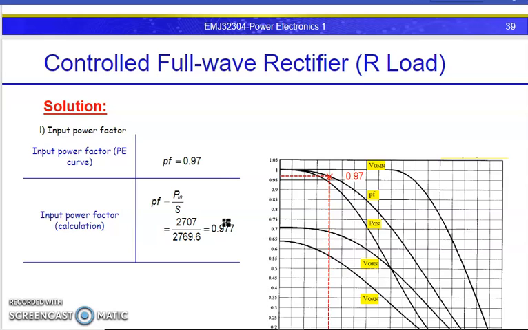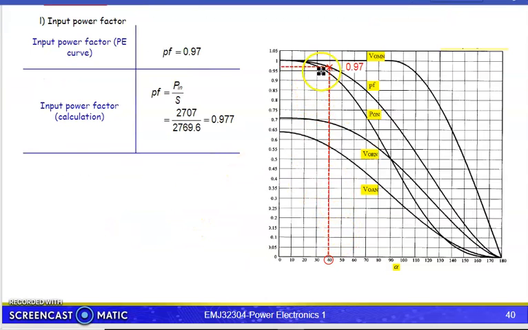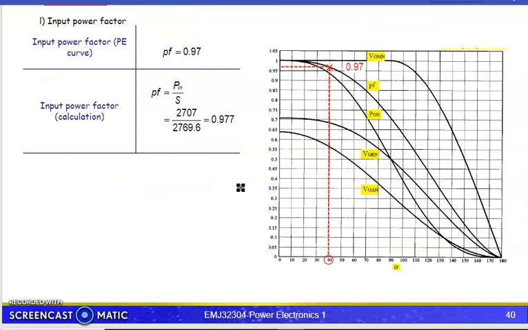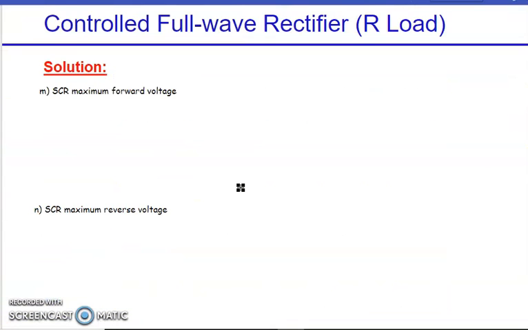So the power factor we can get by dividing the P in that we calculated. If we refer to the curve, it shows already around 0.96 or 0.97. But through calculation, we divide the 2707 that we calculated by the 2769 that we found, and get 0.977, almost 0.98. Okay, so that's the input power factor.